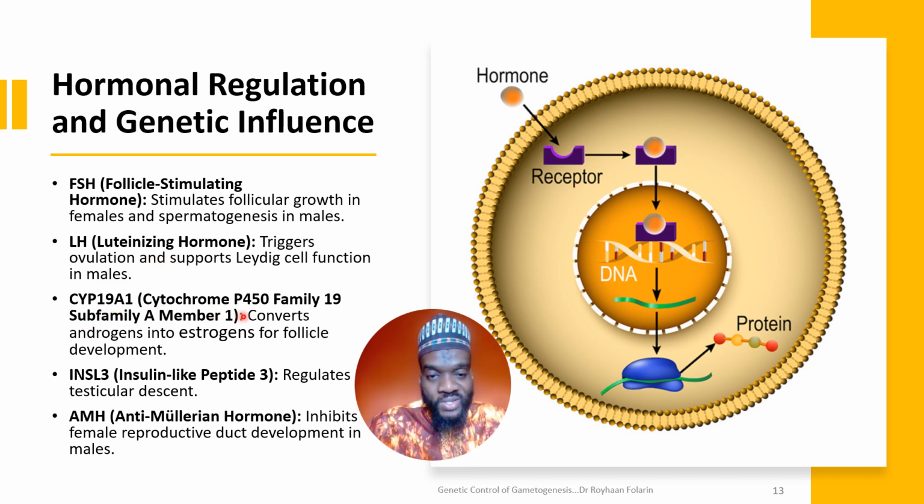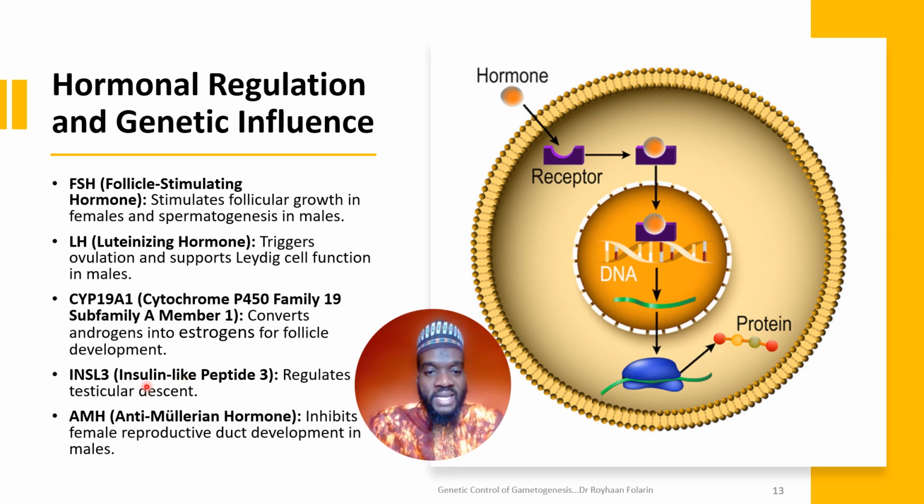CYP19A1 stands for cytochrome P450 family 19, subfamily A member 1. What this does is to catalyze the conversion of androgens to estrogens, thereby promoting the development of the follicles in females. So that's why we say it converts androgens to estrogens for follicle development.